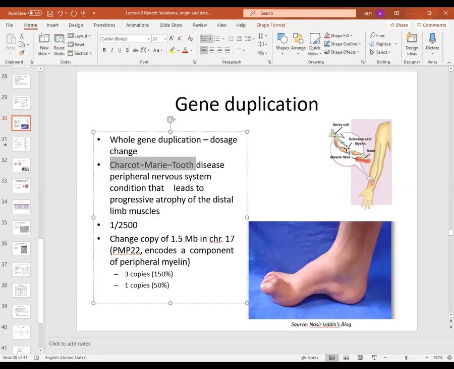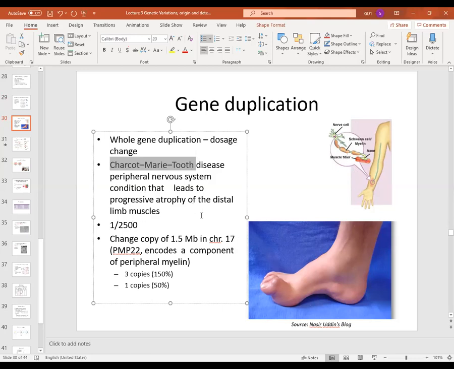Myelin has the function of boosting the signal inside the cells as it travels from the center of the neuron cell to the end, to the synapse. So the myelin has the function for that.